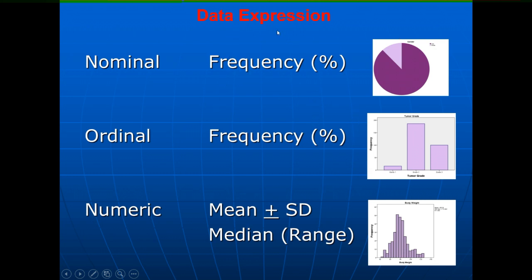So you have to express your data based on the type of variable. We have 3 kinds of variable. If it's nominal, I will express it with frequency and percentage, and the pie chart is the graphic representation. Ordinal can also be expressed with frequency and percentage, and here the bar chart or column chart is the option. Numeric data, if normally distributed, can be expressed with mean and standard deviation. However, use median and range if non-normally distributed, and the histogram is the graphic representation of numeric data.